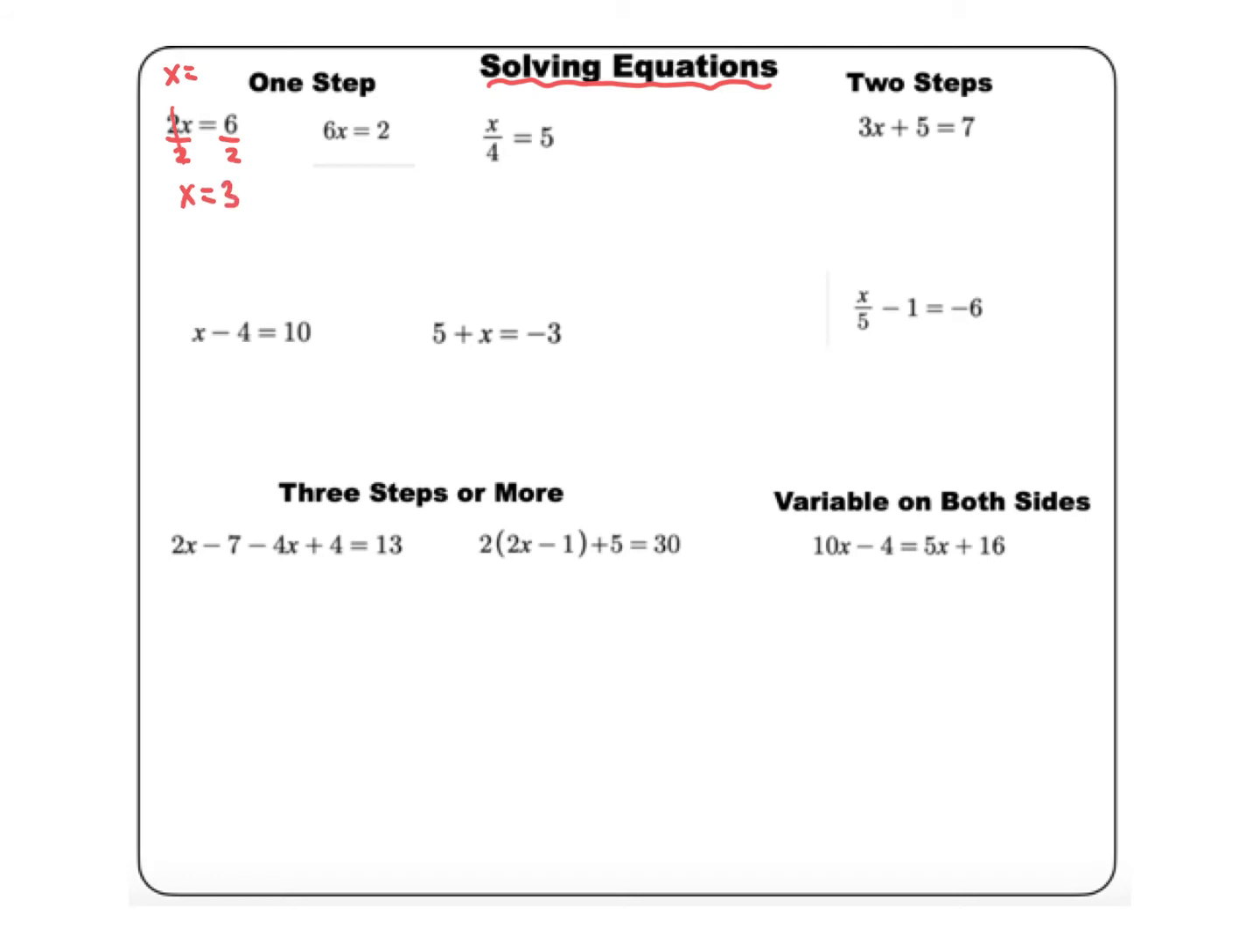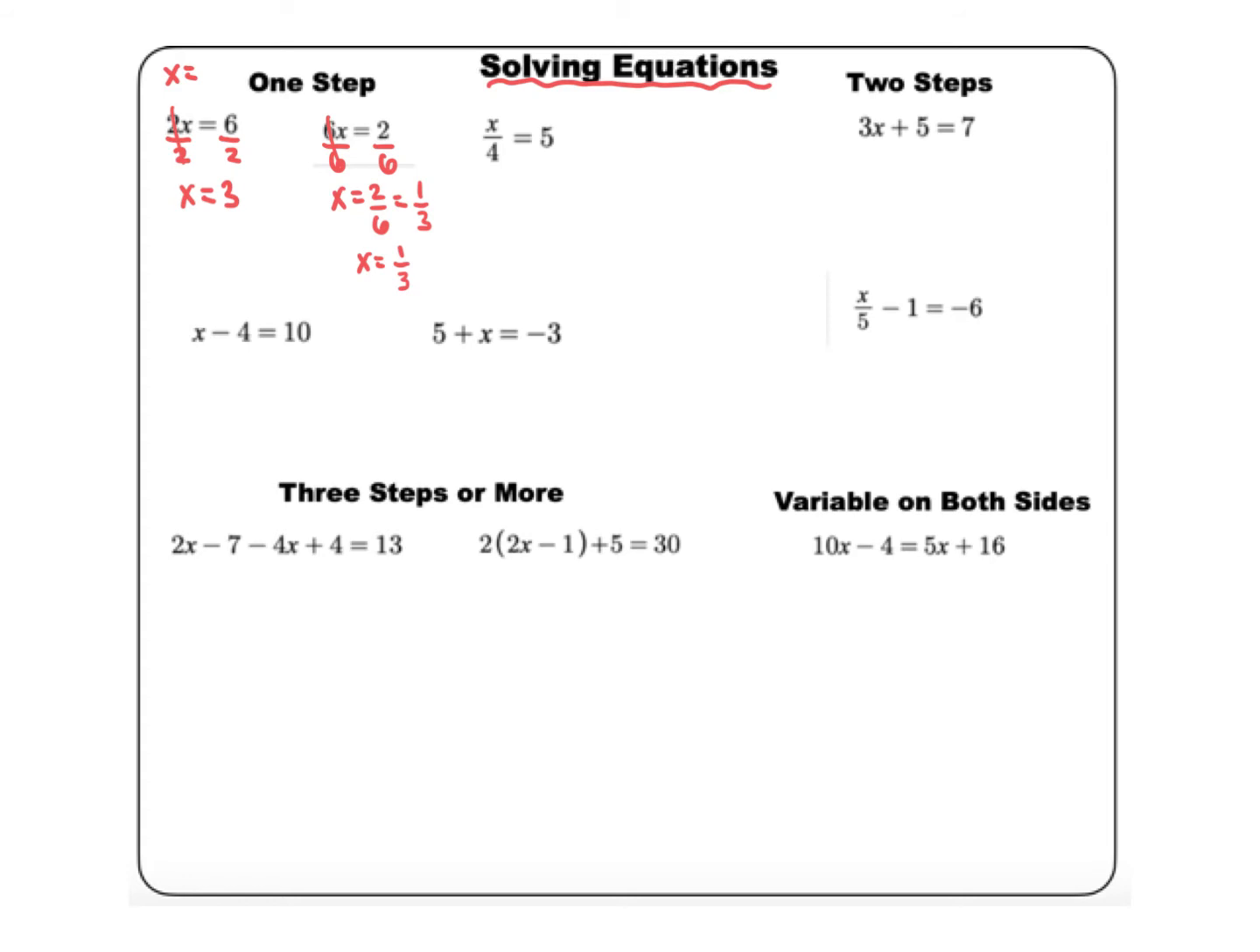Now, it doesn't always have to be a whole number. Say the exact same thing happens over here and I divide by 6 because I want the x all by itself. Those would cancel out and I end up with 2 over 6, and I might have to reduce the fraction. So 2 over 6 reduces down to 1/3, and in this case I'd get x equals 1/3. So you just have to watch your number sense.